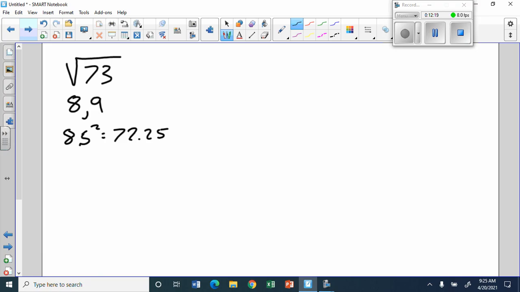What's my next number I should test? Because if I go 8.4, I'm going to get smaller. I need to get closer. So 8.6 squared, 8.6 times 8.6 is 73.96. Is it closer to 8.5 or closer to 8.6? Yeah, this is 96 hundredths away. This is 75 hundredths away. So now we pick a hundredths place.